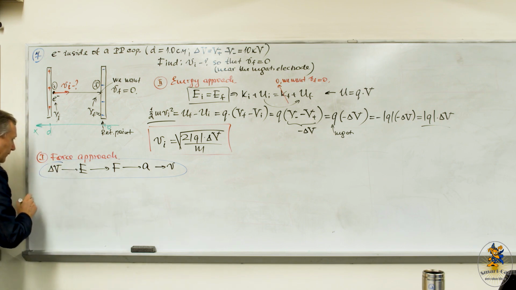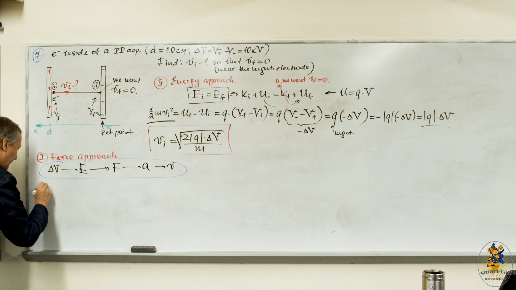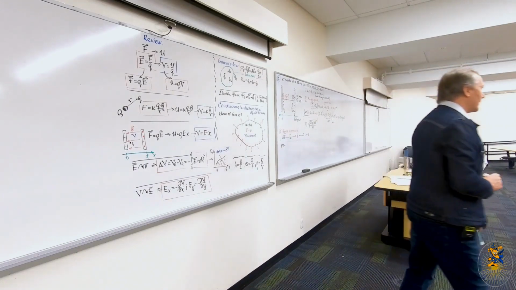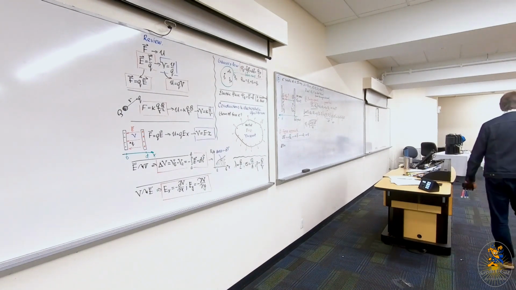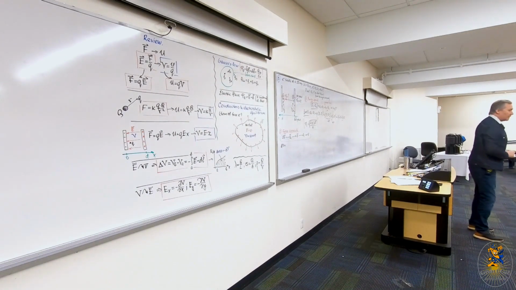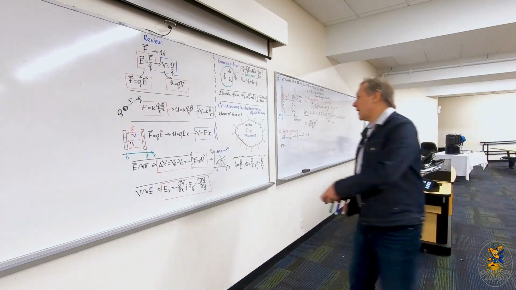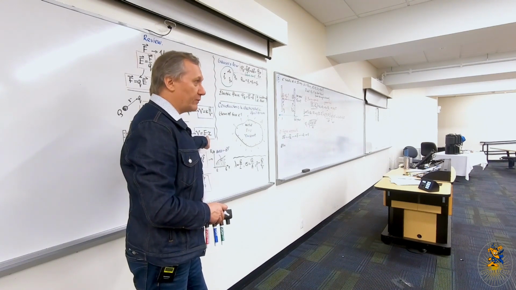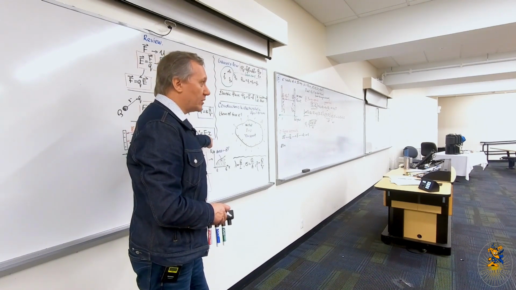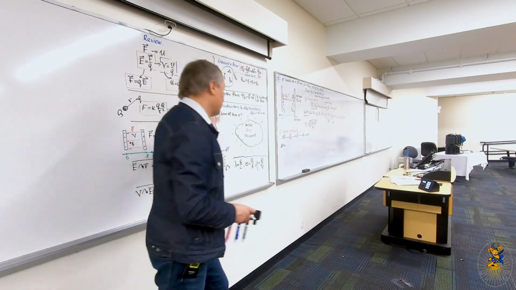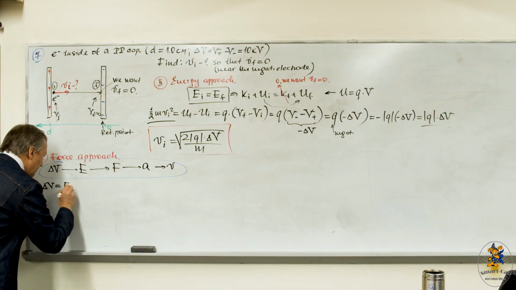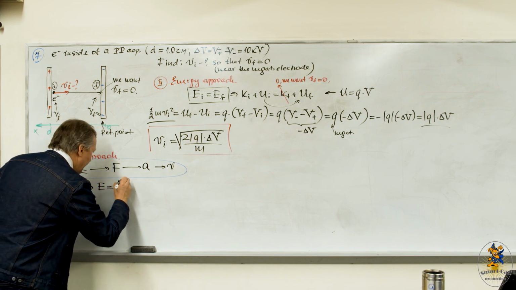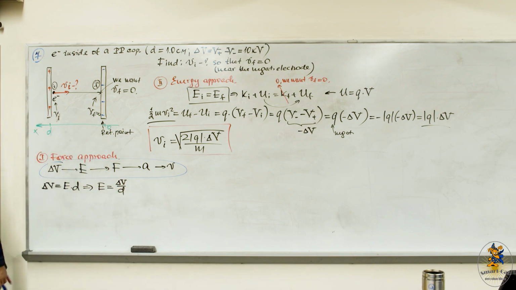First step, from the potential difference to the electric field. Delta V. How is delta V connected to electric field? Essentially, it's this, Ex, right? The electric potential at the negative electrode is 0. Electric potential at the positive electrode is E times D. So the potential difference is E times D. Right? So from here, as a result, we will get electric field equals delta V divided by D. It's a magnitude.